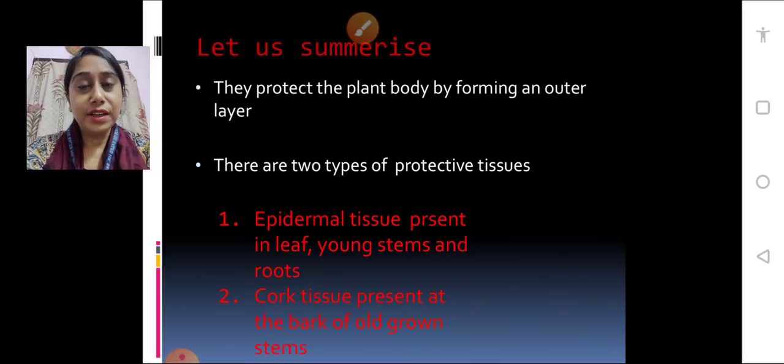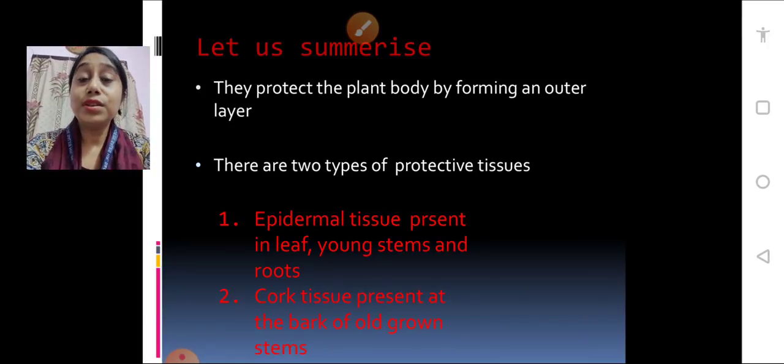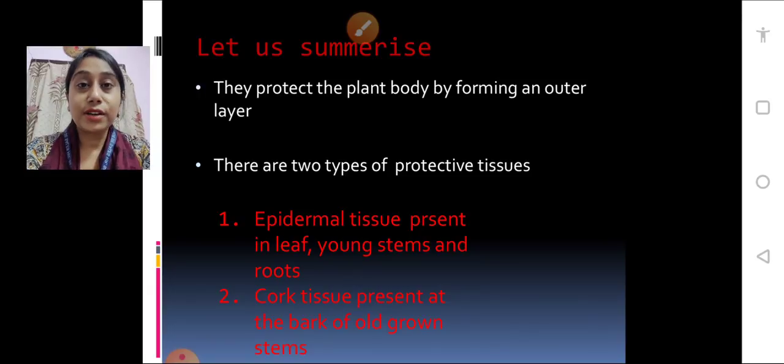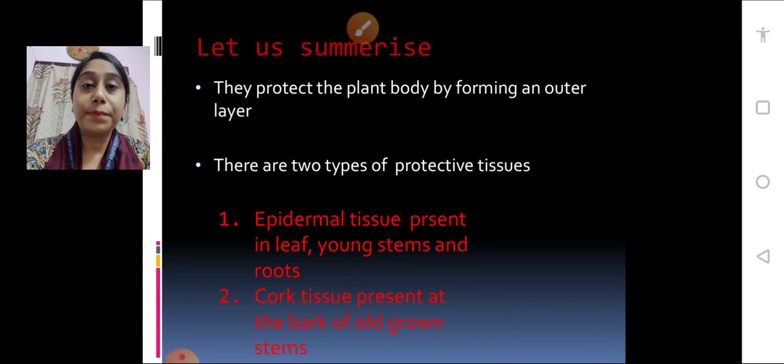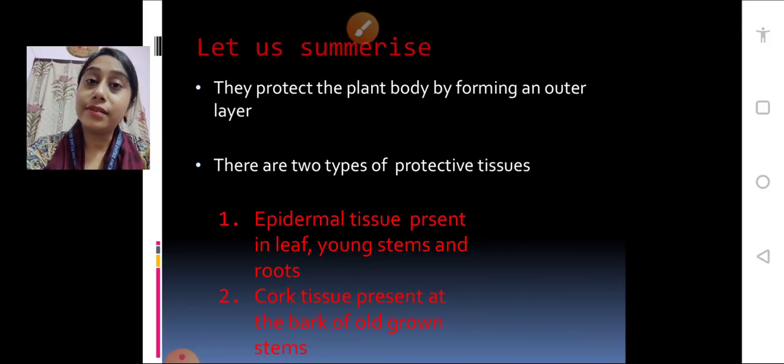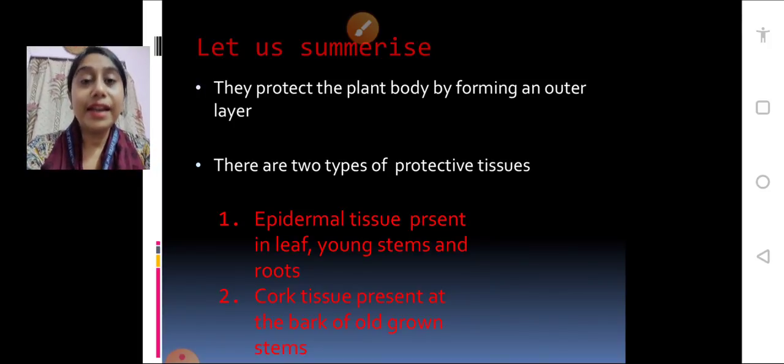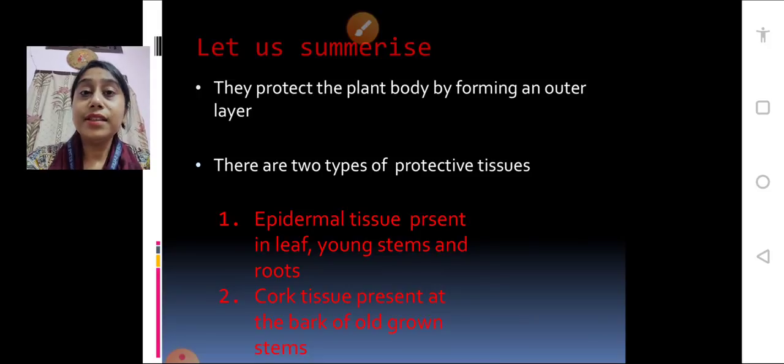So we have reached the last part of today's class. Let us summarize what we have learned. In today's class we have learned that plants have some special tissue for protection. They are called plant protection tissues. These plant protection tissues are present at the outermost layer of the plant body. They are of two types: the cork and the epidermis.